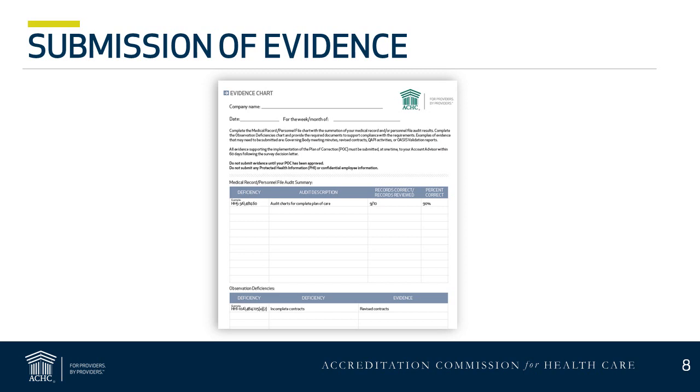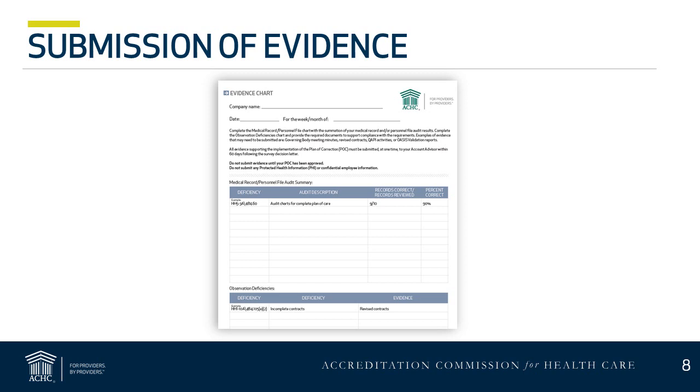Once your plan of correction is reviewed and approved, the clinical review specialist will identify if you need to submit evidence. When your plan of correction comes back to you in the evidence column, it will have a yes if you need to submit evidence. If you don't need to submit evidence, it'll have a no.